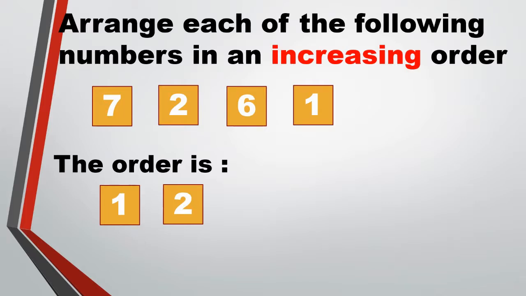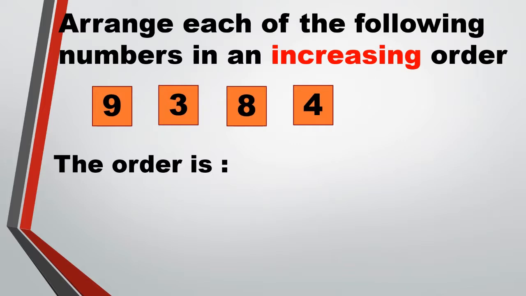Right, 6. Now we have to come to the greatest number. So the greatest number here is, which number is remaining here? 7. So 7 is the greatest number here. So increasing order is 1, 2, 6, 7. We are going upward. Now look at this question.